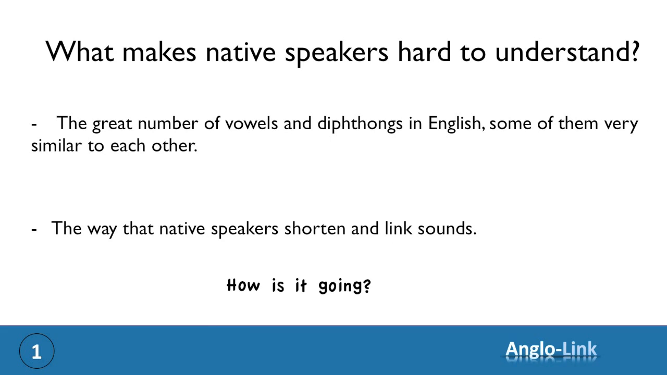Look at this sentence. How is it going? You will hear from a native speaker, how's it going? There are 3 specific speech patterns that all native speakers use, and I'm going to take you through them one by one.